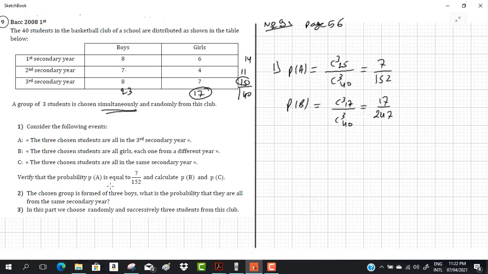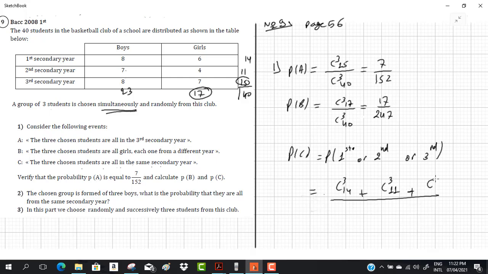The 3 chosen students are all in the same secondary school. It means that all are in the first, or all in the second, or all in the third. All in the first, C3 out of 14, plus all in the second, C3 out of 11, plus all in the third, C3 out of 15, over C3 out of 40, which is fixed here.